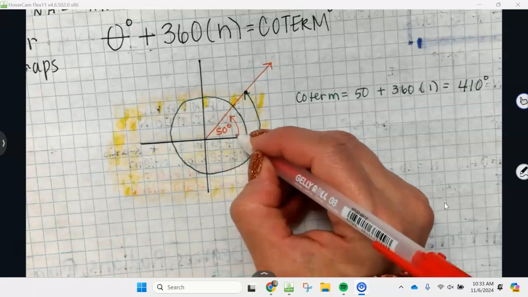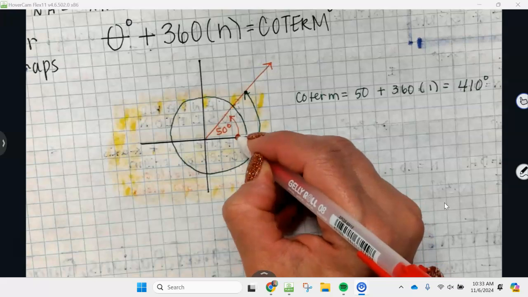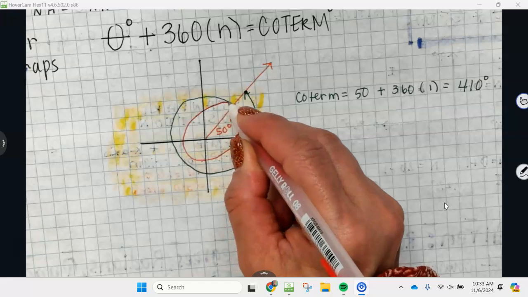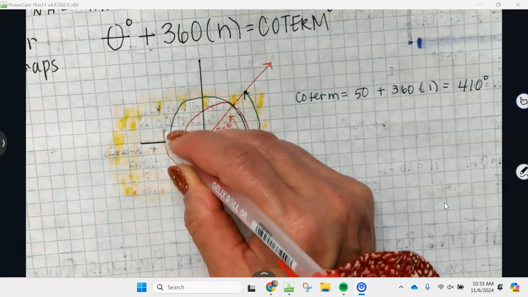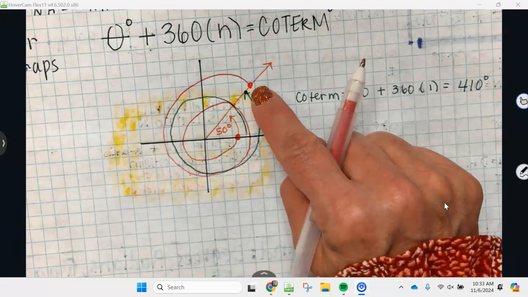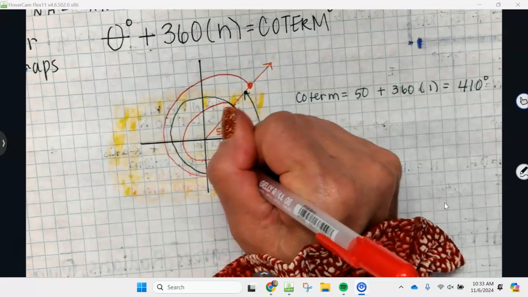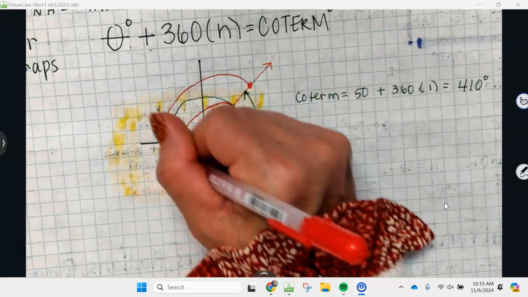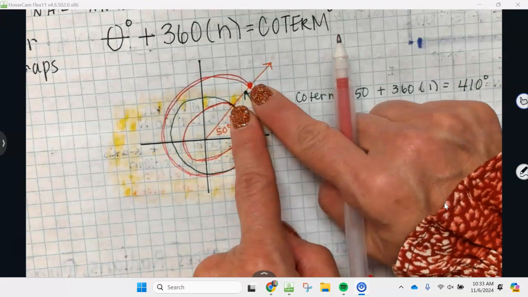So I am going to start on my terminal side like I always do, right here. But I'm going to go down all the way around. Go through one time. Go through another time and then stop. This graph, I should have used a different color than that. So it went around one time right here, but I wrapped around twice. There's two wraps. My red hit that terminal side twice.